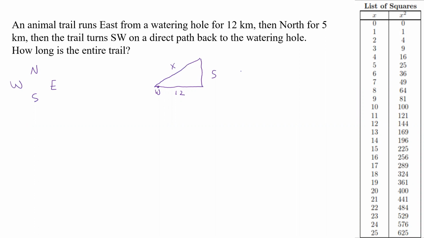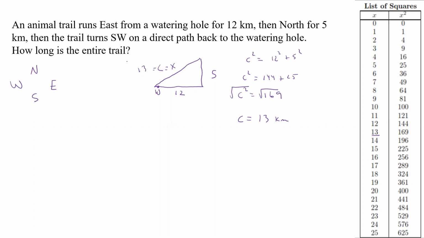So what do we know? Well, if we call that side c, then c squared is equal to 12 squared plus 5 squared. So c squared equals 144 plus 25. Well, c squared equals 169. So we'll take the square root of both sides. And again, we want only the positive. Well, guess what? 169 is a nice number. That's 13. So c equals 13 kilometers.